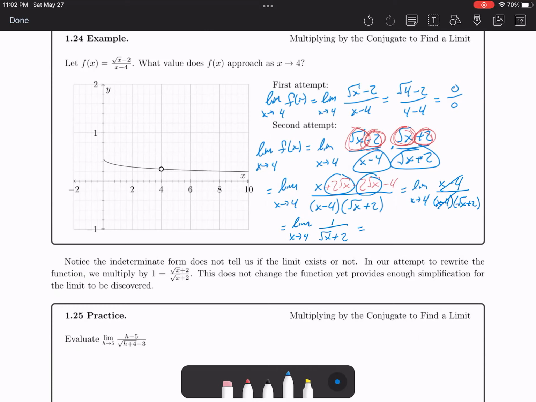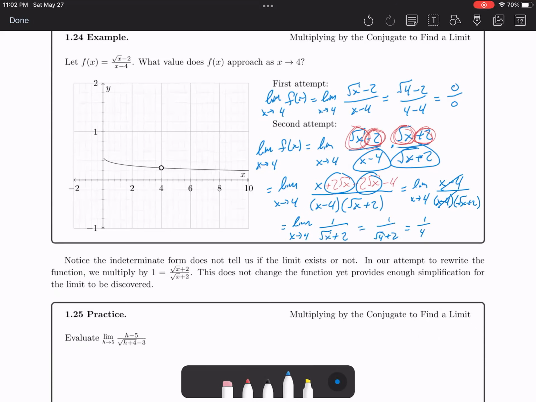So when x goes to 4, you get 1 over square root 4 plus 2. Square root of 4 is equal to 2. 2 plus 2 is equal to 4, so 1 over 4, 1/4. That y value right there is 0.25.